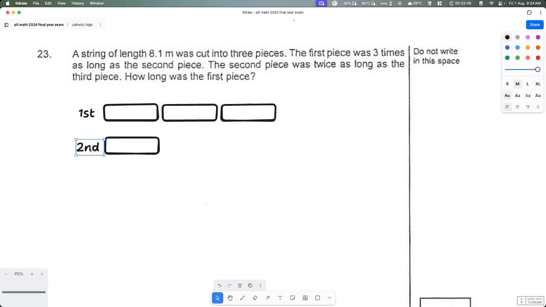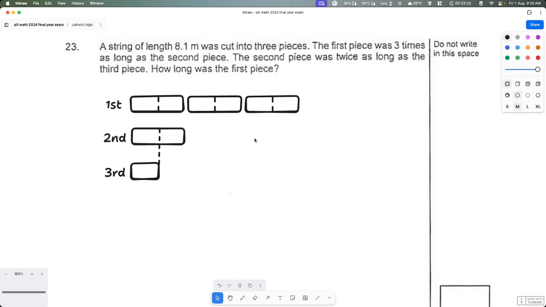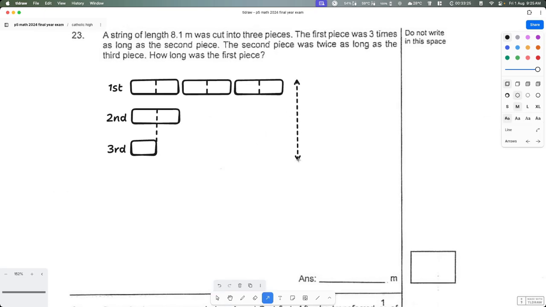And then the second piece was twice as long as the third piece. So the third piece, twice as long as the third piece, so this is roughly around half. That's what I see over here. Okay, so this is roughly half, like this. Okay, so how long was the first piece? So in this case, what we can do is we can split it up. So we have this two, then copy, and then I'm going to paste it over here, and then I'm going to paste it over here as well. Okay, something like this. All right. And then we know the total for this is 8.1 meters.